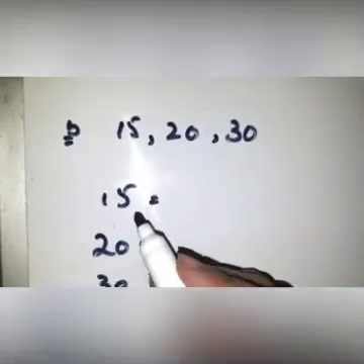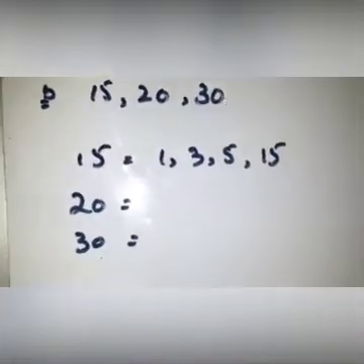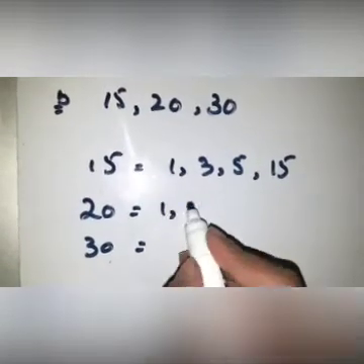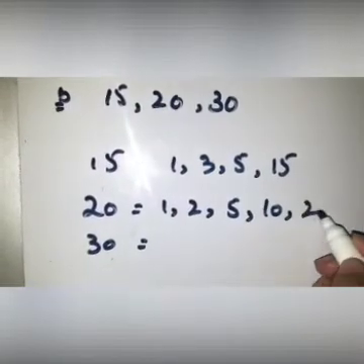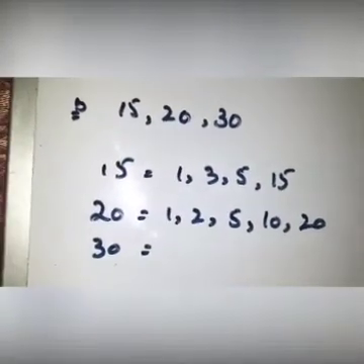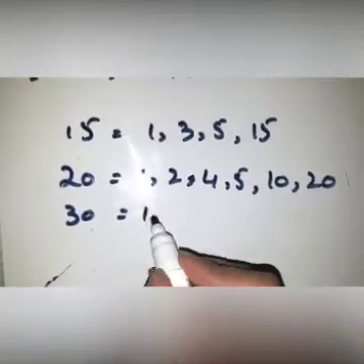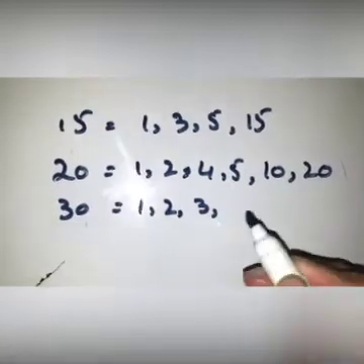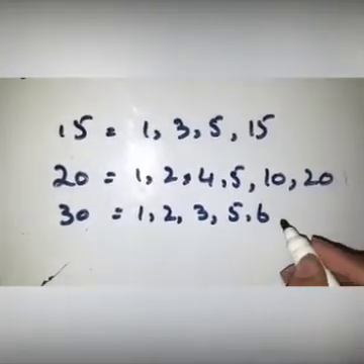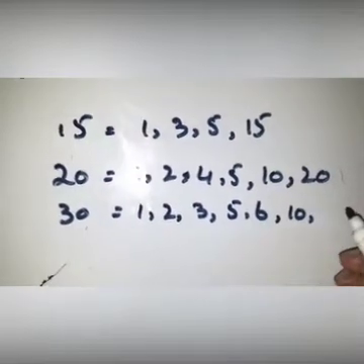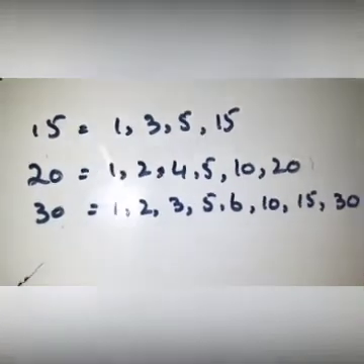And what are the factors of 15? 1, 3, 5 and 15. And what are the factors of 20? 1, 2, 4, 5, 10 and 20. What are the factors of 30? 1, 2, 3, 5, 6, 10, 15 and 30. Those are the factors.